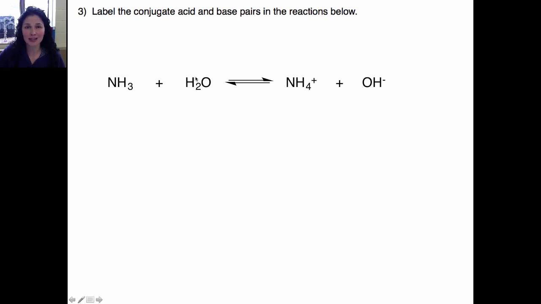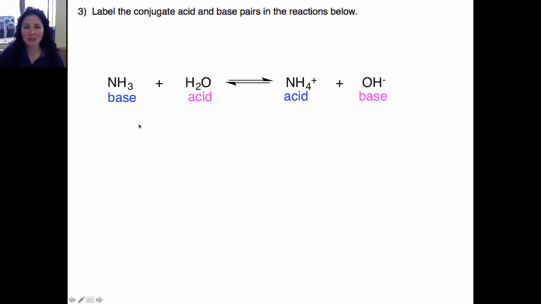Check to make sure that this is true. It is, because water becomes hydroxide ion with one less proton. So ammonia is the base and water is the acid. Going in the other direction, ammonium ion is losing a proton to become ammonia, and hydroxide ion is gaining a proton to become water. Therefore, ammonium ion is the acid and hydroxide ion is the base in the reverse direction.